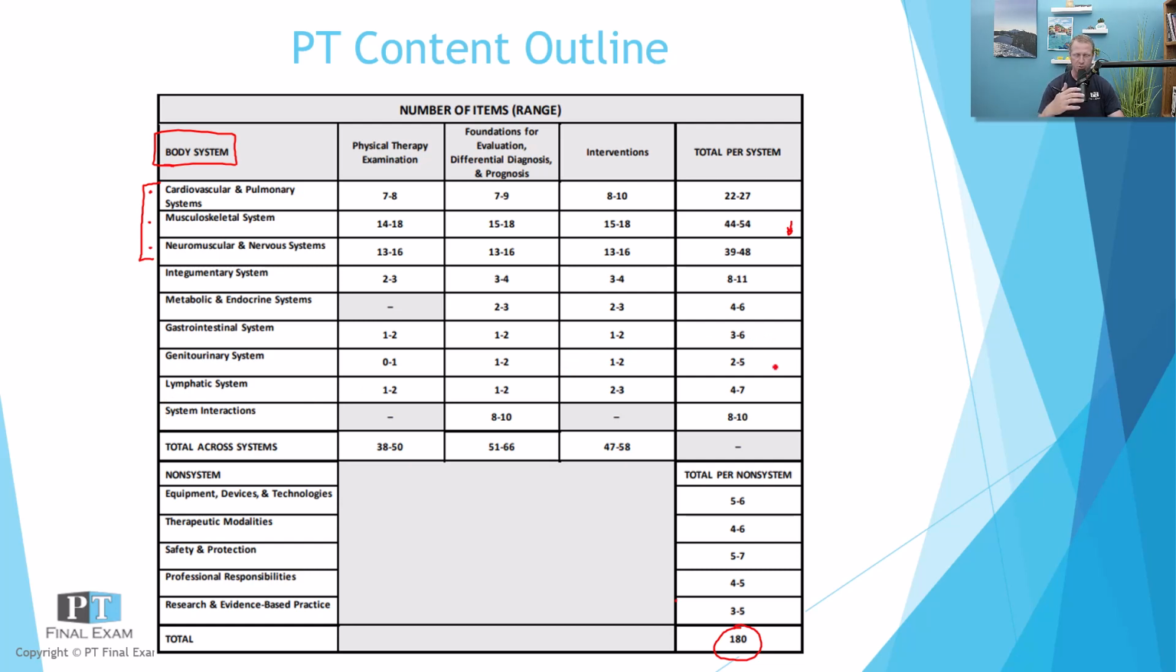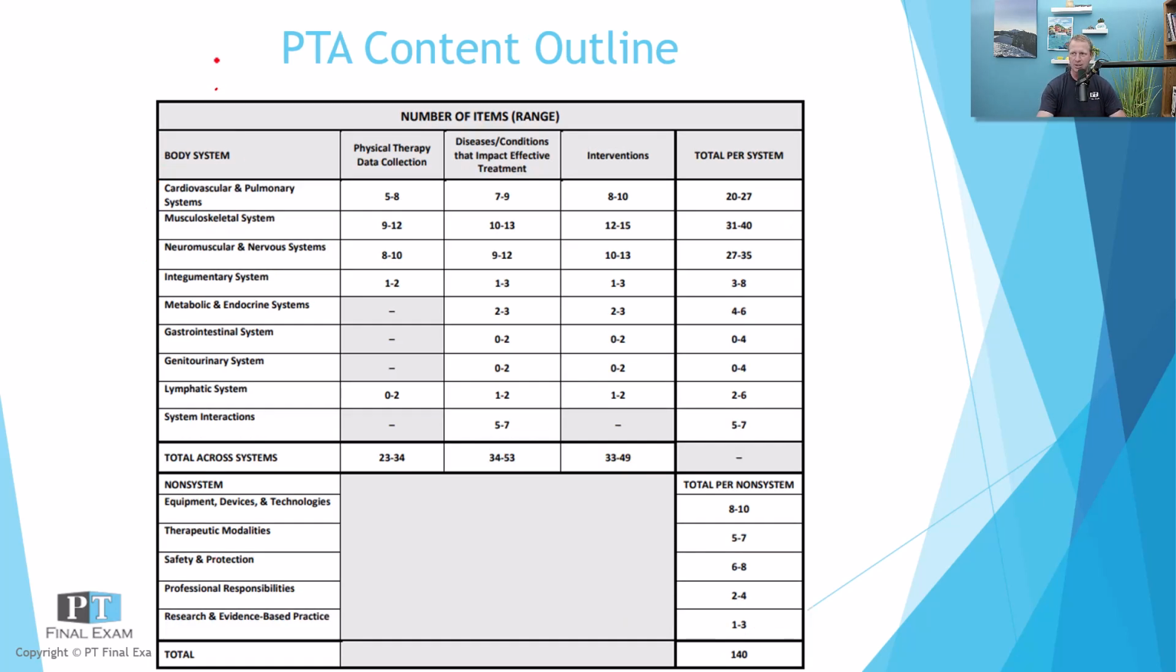And again, all these things are things that we address in the PT final exam courses. You want to make sure to get a hold of our latest course updates to make sure that you are up to speed in each of these systems, and including the non-systems: equipment, devices, technology, modalities, safety, protection, professional responsibilities, and everyone's favorite, research and evidence-based practice, talking about research terminology and research skills. All that's the PT content outline. Similarly, now we're looking at the PTA content outline, which looks something like this, where you see the grand total of about 140 items.